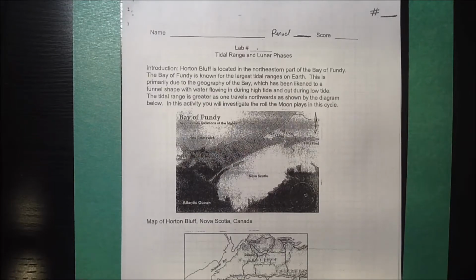If you look at the front, sorry for how it's shaded, but this is showing you two different maps of the Bay of Fundy, which is located in Nova Scotia, Canada. Specifically, we're looking at Horton Bluff.